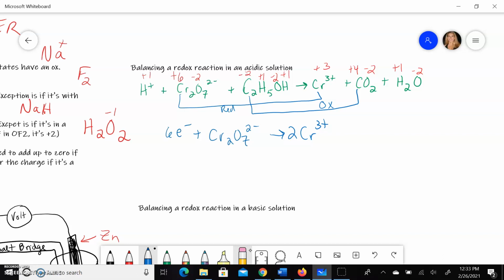And then the next thing is we need to fix oxygen. And remember, when you need to fix oxygen, you're going to add waters. So we have 7 oxygens on the left, so we're going to add 7 waters on the right. And then the last thing is to fix hydrogen, you add H+. So we're going to add 14 H pluses here. All right, and that was it for reduction. Let's do the oxidation now.